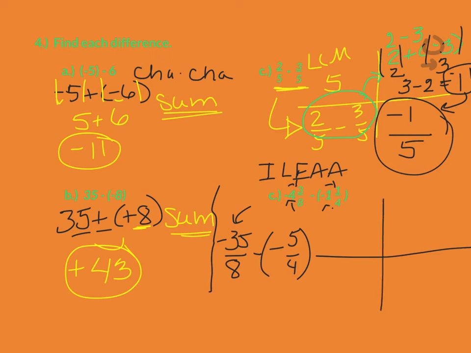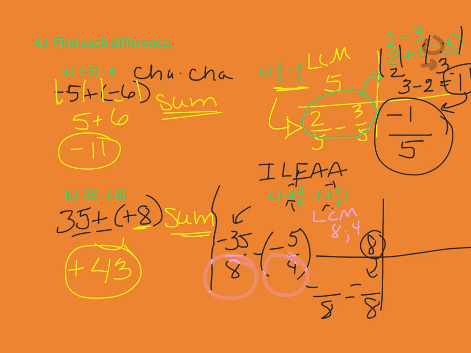So I need the least common multiple of 8 and 4. So what's the smallest number that 8 is a gazillion of and 4 is a gazillion of? That, of course, would be 8. Least common multiple is 8. So I bring that right down here. I know that I'm going to keep all my signs for now, okay? So I've got negative something over 8 minus negative something over 8.